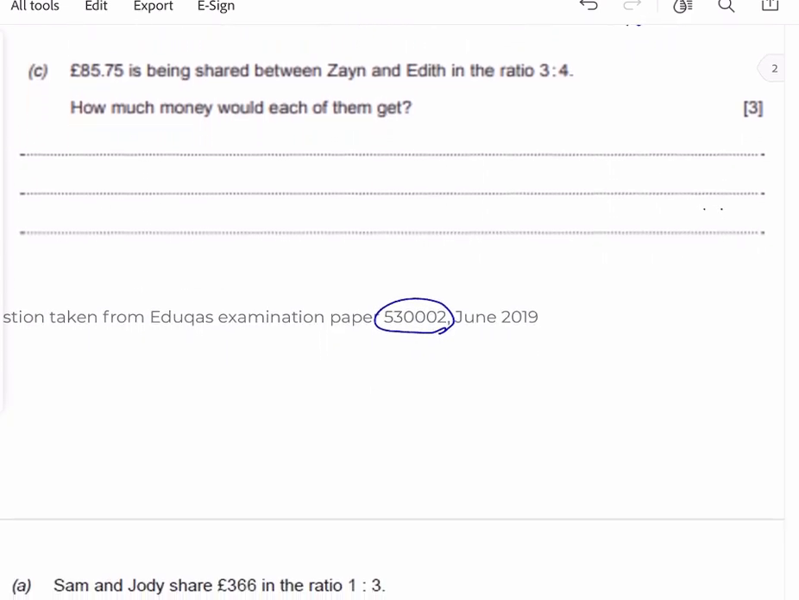Okay, next question. £87.75 is being shared between Zane and Edith in the ratio 3 to 4. How much money would each of them get? So we're sharing the total here. That means we're going to add the parts together in a ratio. That will be step 1. So we've got 7 parts. And we're going to divide the money by 7 to get the 1 part.